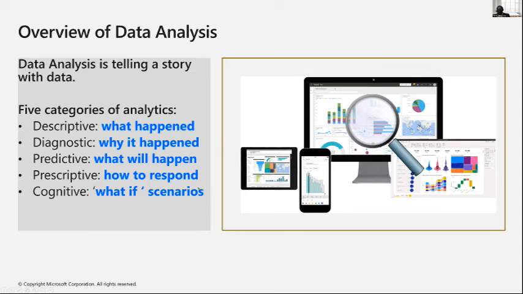Prescriptive is how to respond. So based on all this, what has happened, what will happen, what to do. So you are getting into some real advice here. And then cognitive is what if. So based on what has happened, what if we increase our prices by 10%? That's scenario. What if it was 5%? This is the way it's going to play out. What if this? That's cognitive.